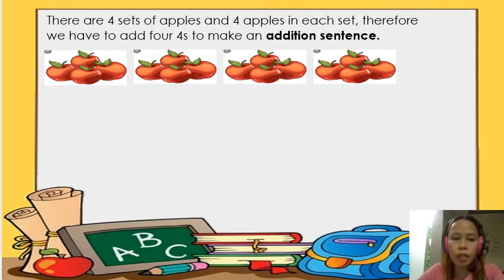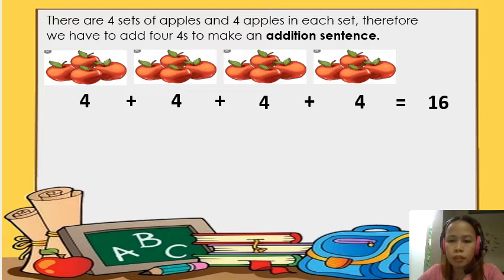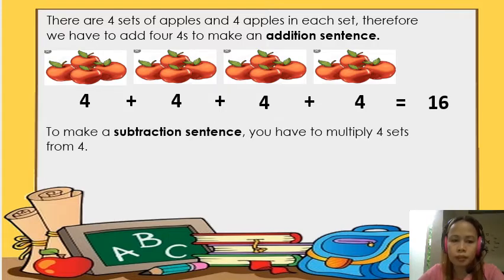There are 4 sets of apples and 4 apples in each set. Therefore, we have to add 4 fours to make an addition sentence. 4 plus 4 plus 4 plus 4 equals 16. To make a multiplication sentence, you have to multiply 4 sets by 4. 4 times 4 equals 16.